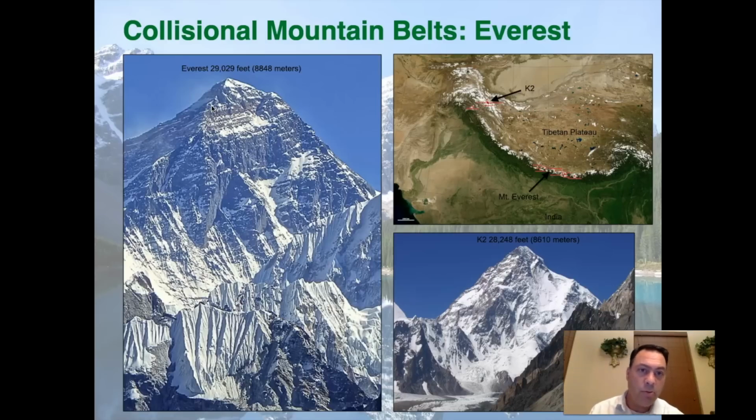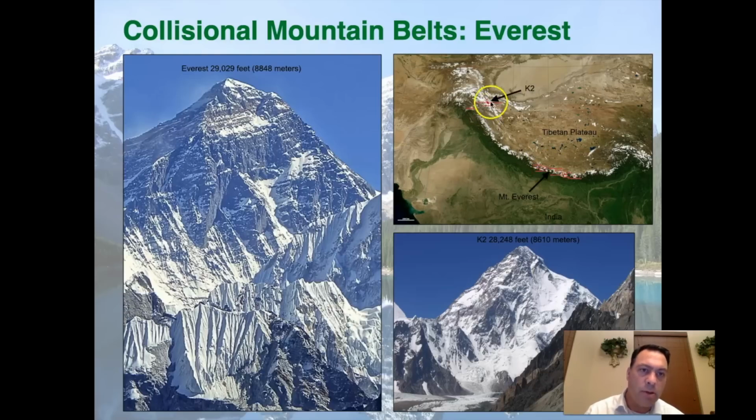Where's Mount Everest and K2 relative to each other? Well, this map over here shows us. Here's India. Here's the Indian craton. K2 is located up approximately where this arrow is pointed. It's actually about right here. And Mount Everest is located right in this vicinity right here. I think it's actually right here where it's marked by this arrow.